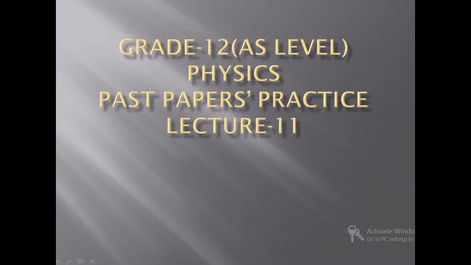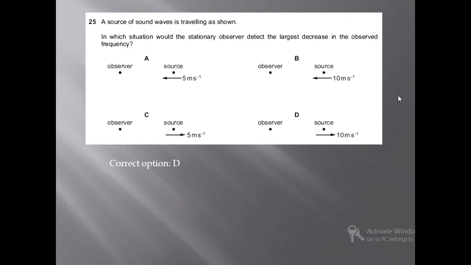This is lecture number 11, and in lecture number 11 we are going to discuss and analyze the next two MCQs. MCQ number 25. A source of sound waves is travelling as shown. In which situation would the stationary observer detect the largest decrease in the observed frequency?